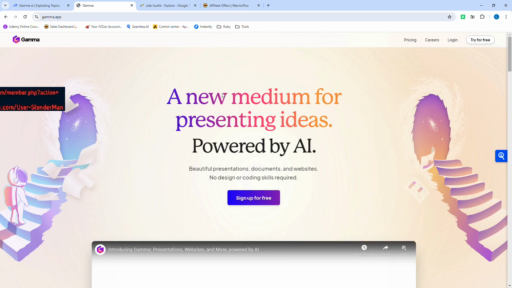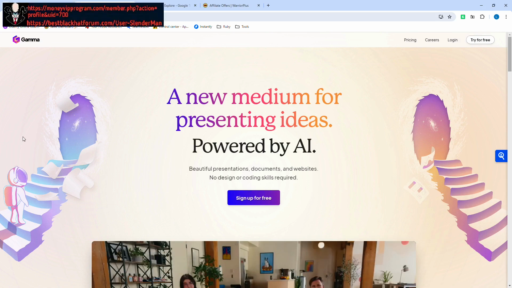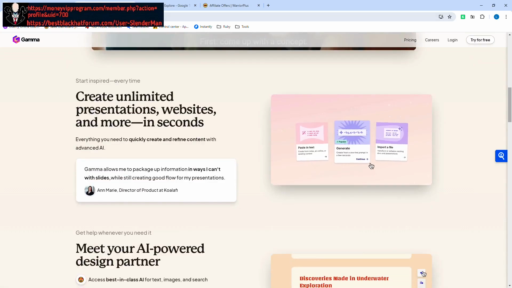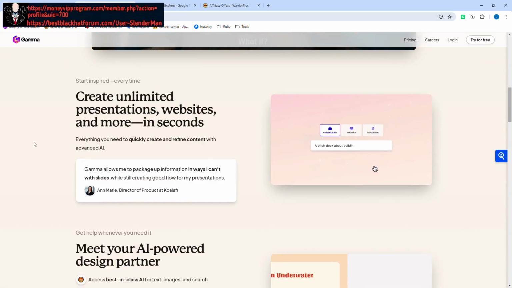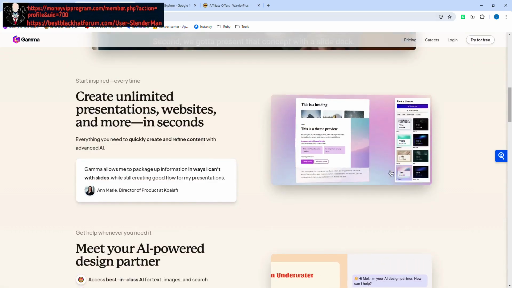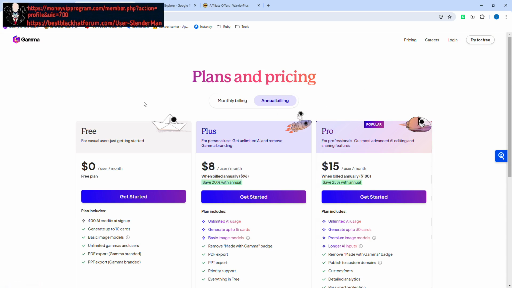Gamma AI. Let's just mute this in case. Create a presentation, website in seconds. Okay, let's talk money. Yeah, let's see. What does it cost? Cheap. Not bad.